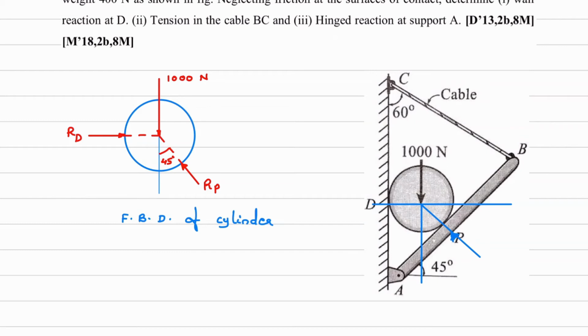Again I am repeating, this is rod AB, which is making an angle of 45 degree with horizontal. Now to this rod, this reaction is perpendicular, and to this horizontal, this is perpendicular. So angle between this will also be 45. So that is why I have shown 45 angle over here.